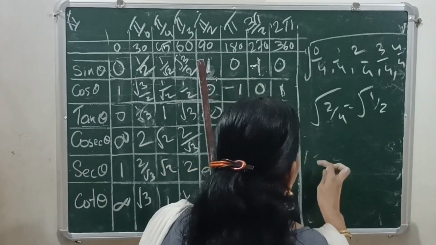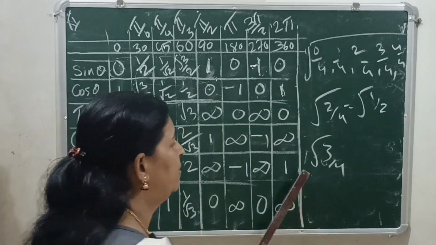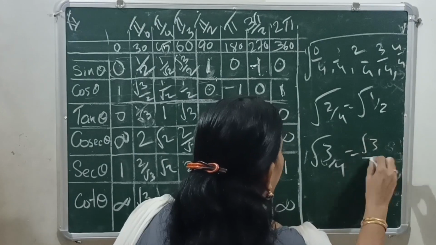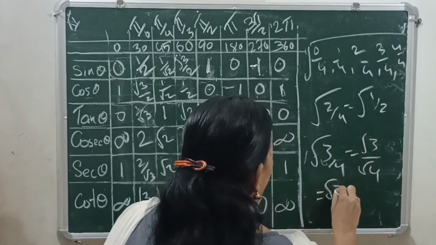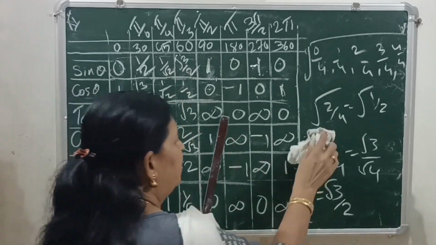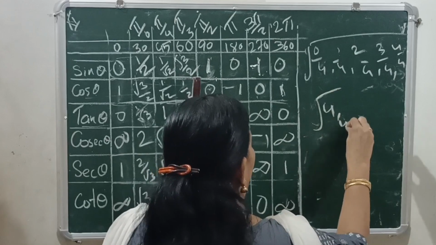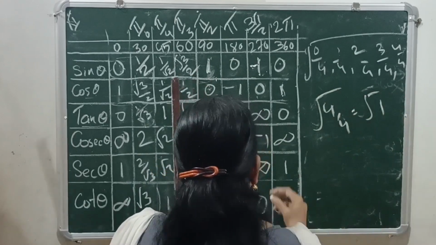Then next, root of 3 by 4 means square root of 3 by square root of 4, that is root 3 by 2. Next, square root of 4 by 4: 4 by 4 means 1, and root of 1 is 1.